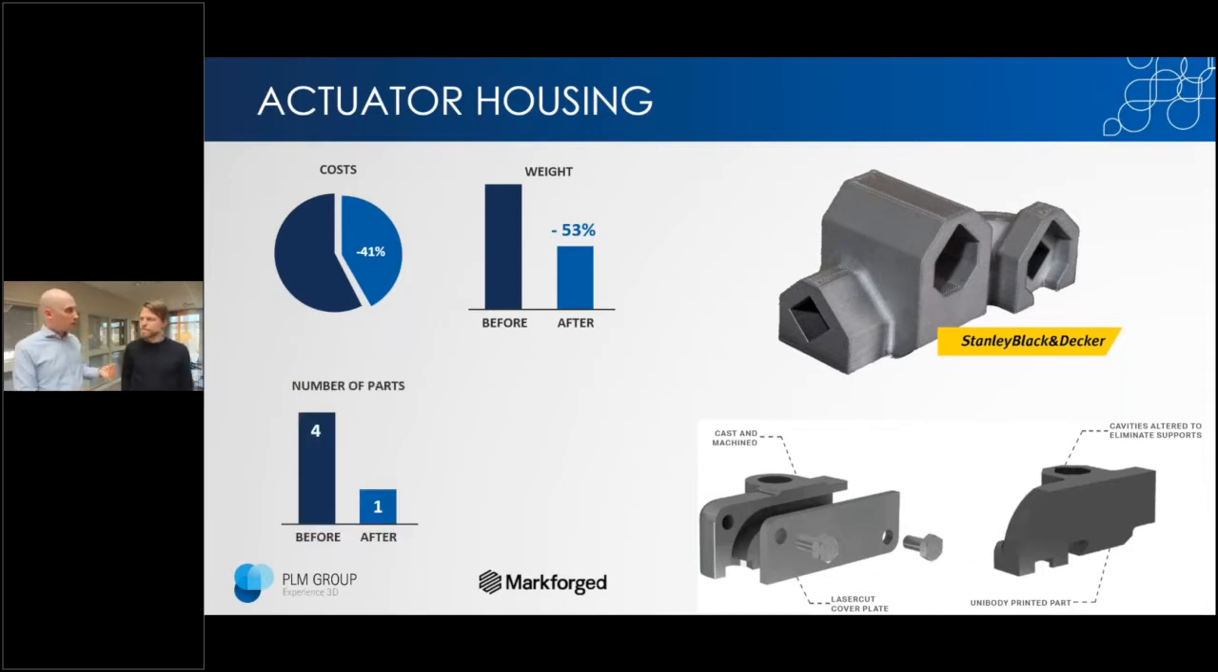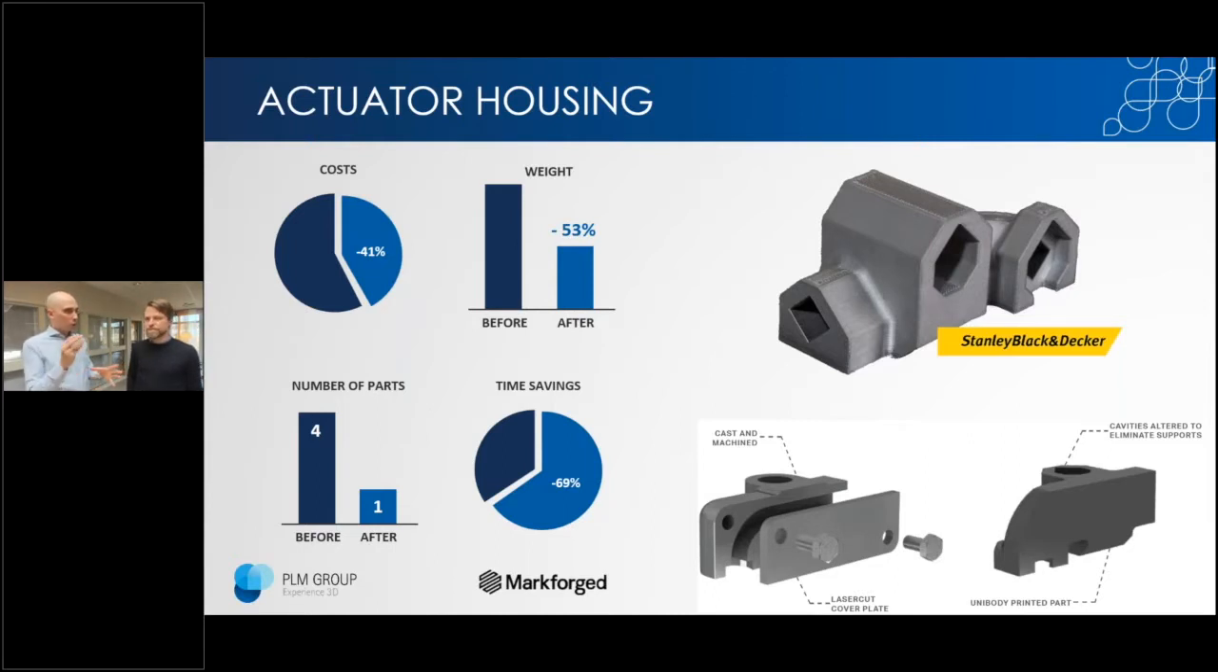The number of parts again was reduced from 4 to 1. So part consolidation, making assembly non-existent basically. Like no manual labor. No manual labor, yeah, right. Exactly. So straight from the machine. And time savings is up to almost 70% to be able to produce a single component. Right. And this again is for annual production.